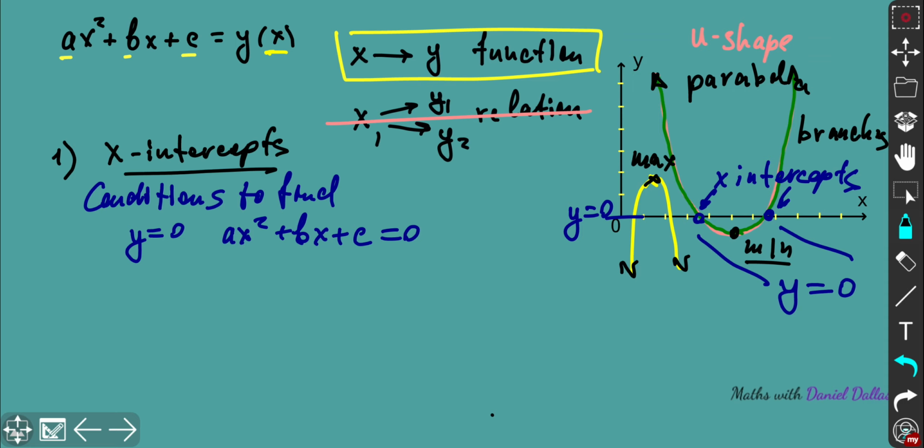Let's take any equation, absolutely any. Let's take this one: y equals x squared plus 3x plus 2. The condition to find the x-intercept is simply to equate y to 0. So we need to equate the quadratic expression x squared plus 3x plus 2 to 0.